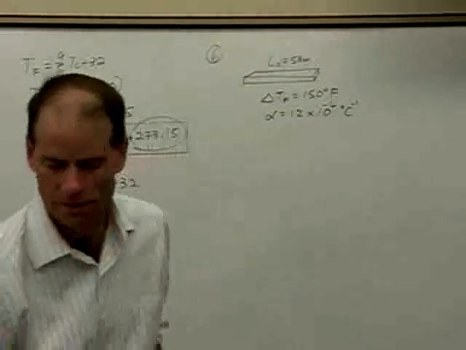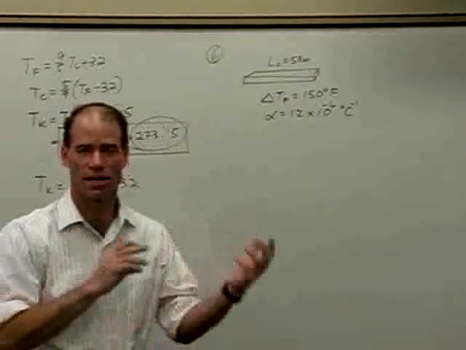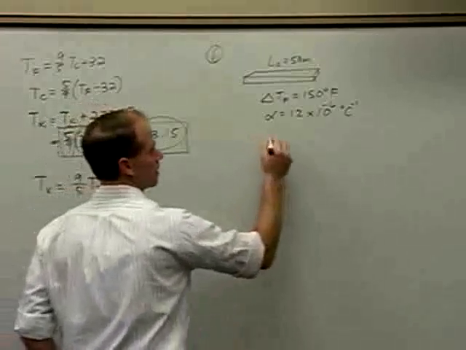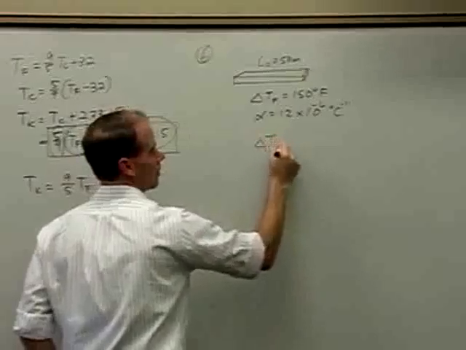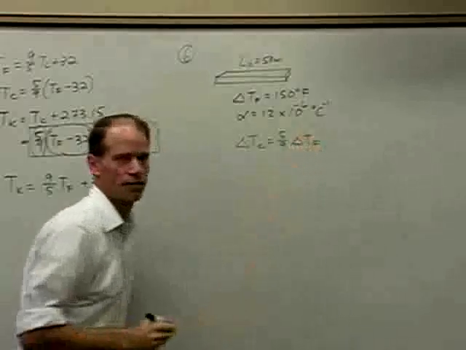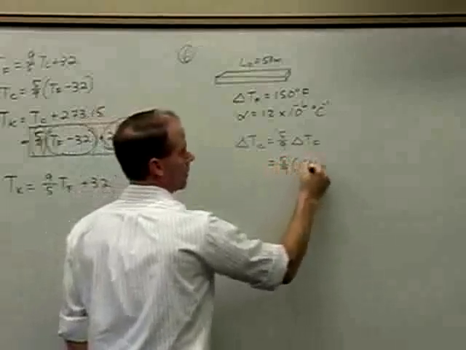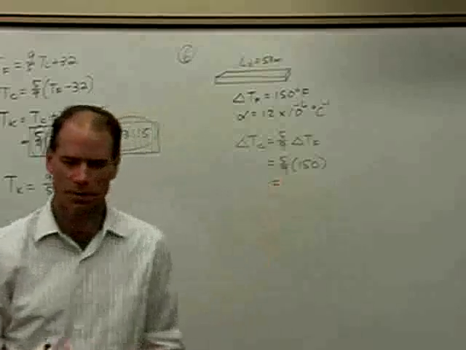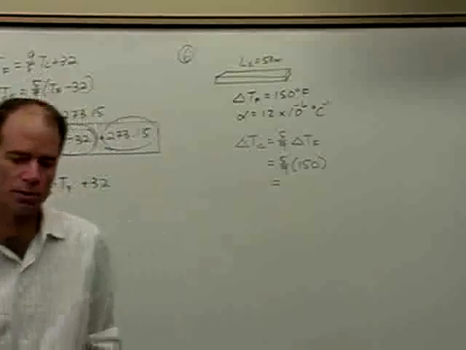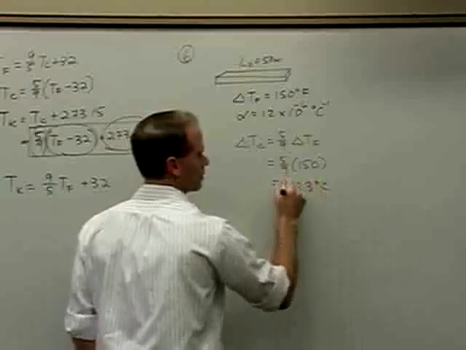Now this linear expansion coefficient was given per degree Celsius, so we need to change that change in temperature Fahrenheit to change in temperature Celsius. So let's do that. The change in temperature Celsius will be equal to 5/9 the change in temperature in Fahrenheit. So that's going to be 5/9 times 150, which will give me 83.3 degrees Celsius.